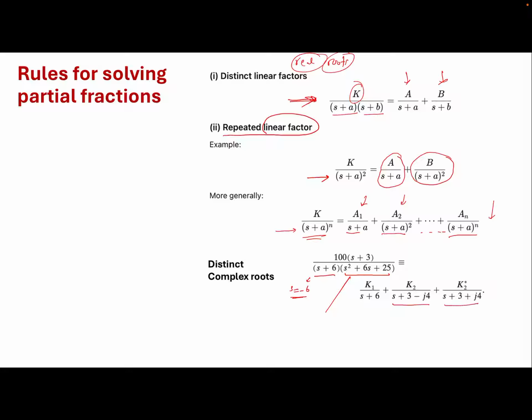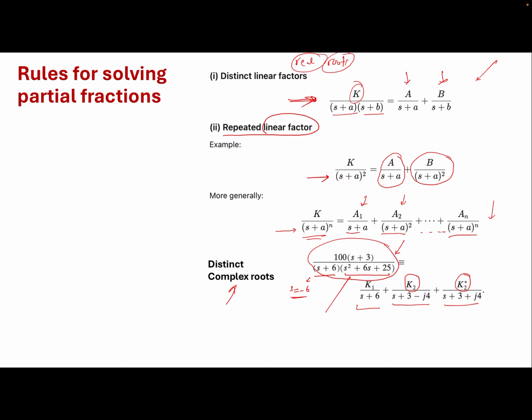So the way to expand this partial fraction, this proper rational fraction: the first term can be expanded as k1, one of the constants, over s plus 6, and then you can expand the other two roots of the quadratic equation, which were complex roots, by constants. One is k2 and the other one is k2 conjugate, or k2 prime, or k2 asterisk.